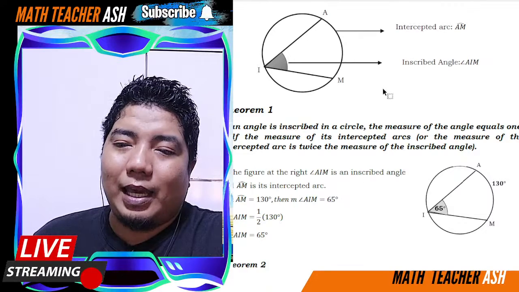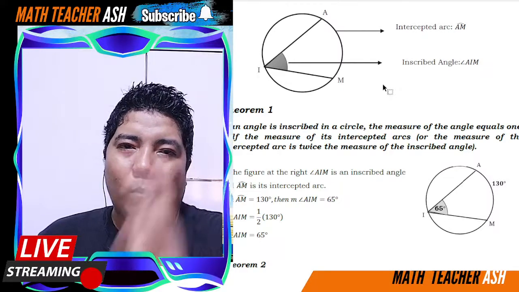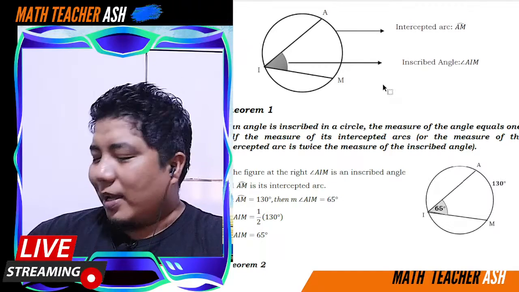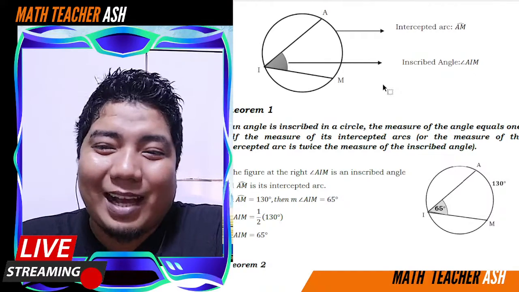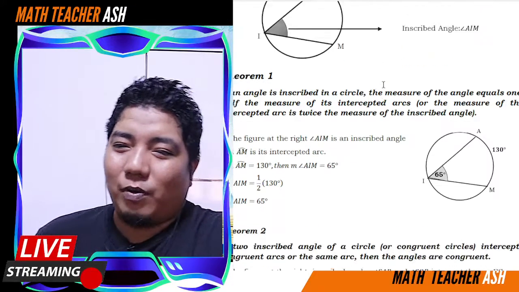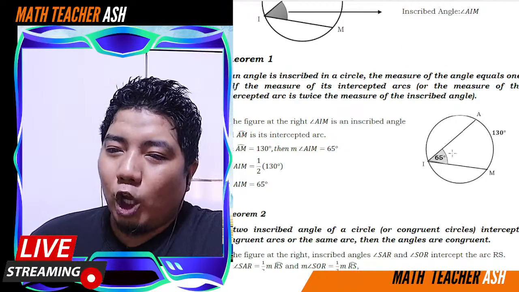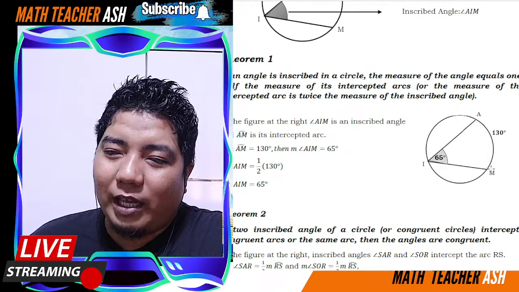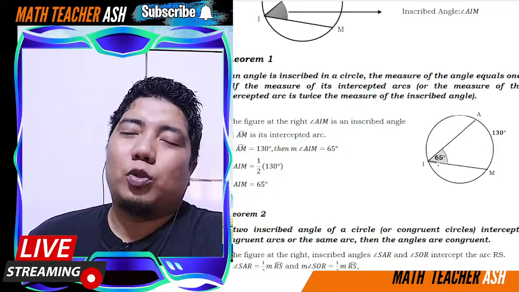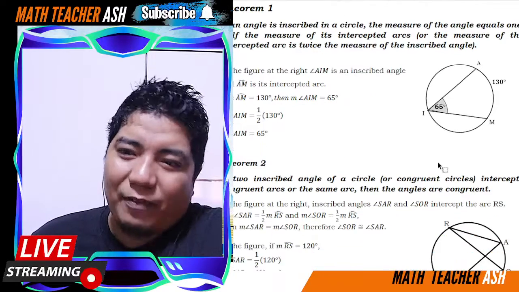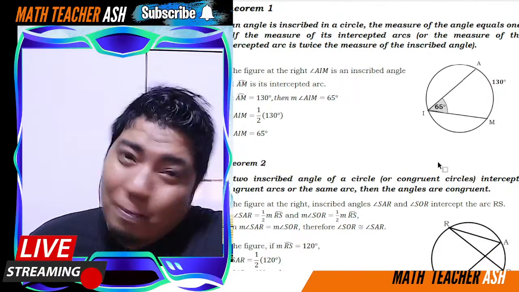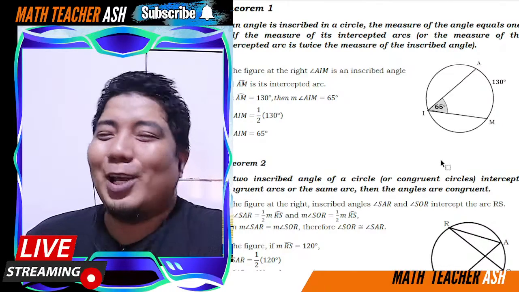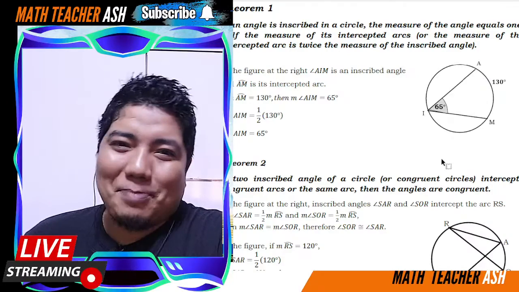So, mas malaki si intercepted arc ng 2 beses kaysa sa kaniyang inscribed angle. Okay. So, ganun lang kadali, my dear math learners. Okay. So, example here is this one. So, if this is 65, then this is 130. Of course, if this is 130, half of that is 65. So, si inscribed angle ay always half of the intercepted arc, while the intercepted arc is twice the measurement of its inscribed angle.